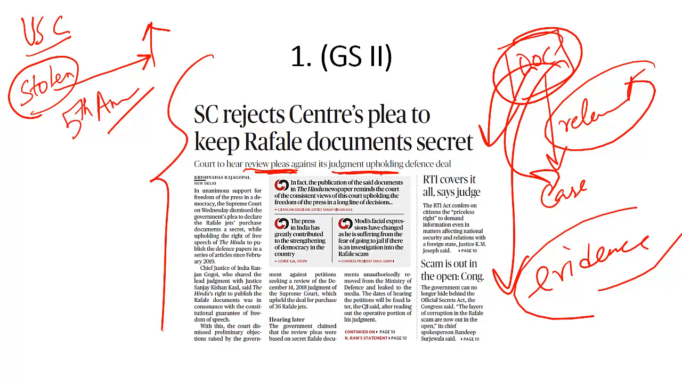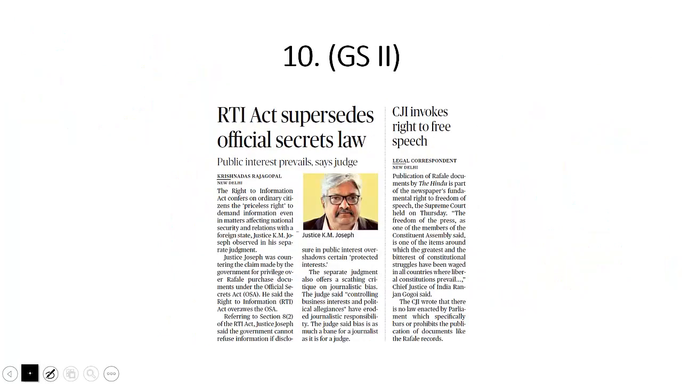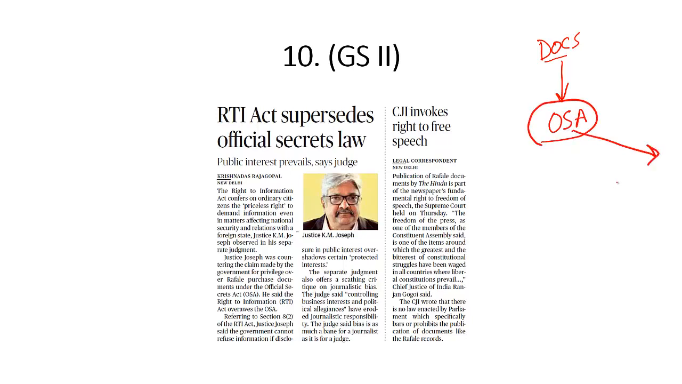But there are 2 important things that you need to know. Number 1, the Supreme Court was told by the government that these documents are official documents, and under the Official Secrets Act, these documents cannot be accessed by the Right to Information Act. That means you cannot file an RTI application to seek information about these documents because under the Official Secrets Act, if it deals with matters related to national security, we will not be in a position to share the information.